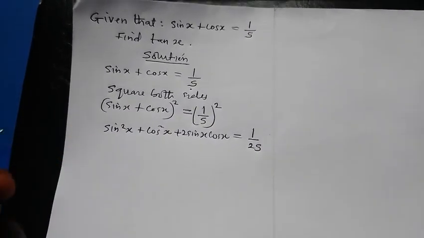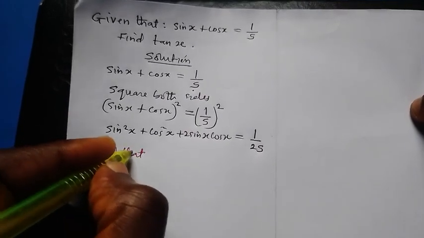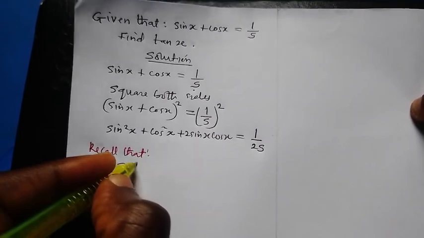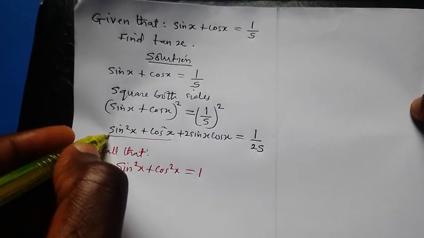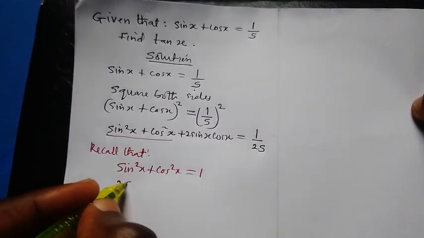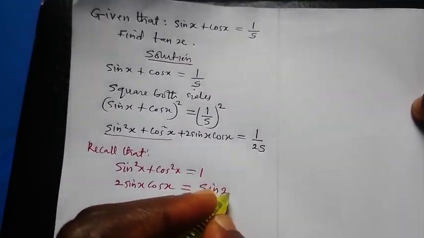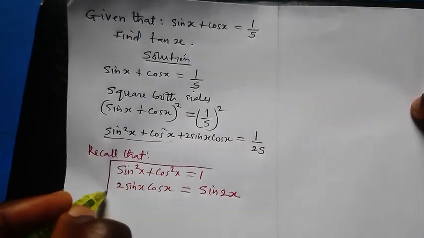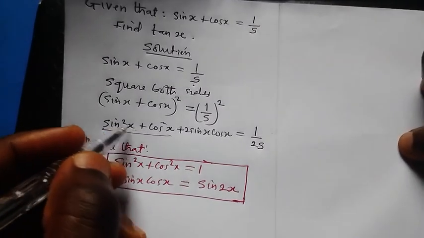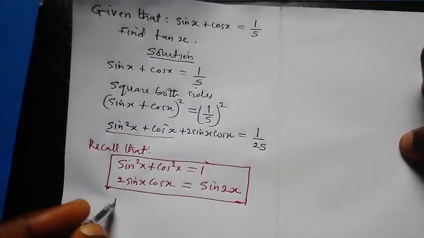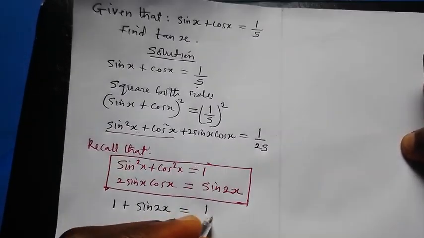Okay, now you need to quickly recall that sin squared x plus cos squared x is 1. That is, this part is 1. That's the trigonometric identity. And also, 2 sin x cos x is the same as sin 2x. So we need to use these two identities to further simplify our expression. So what do we have? We have 1, plus sin 2x equals 1 over 25.